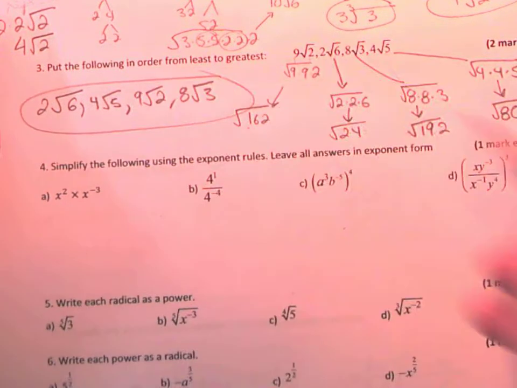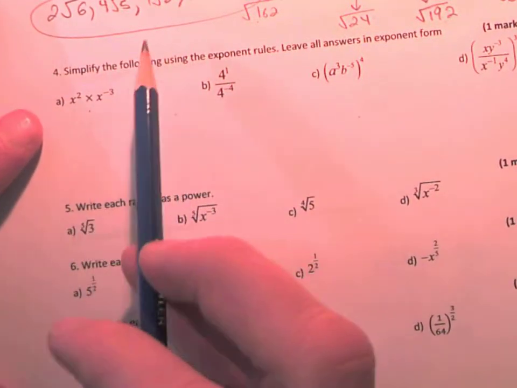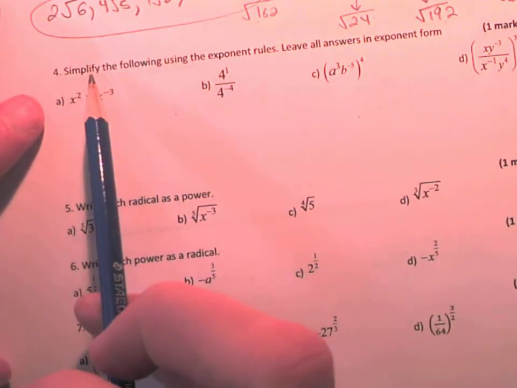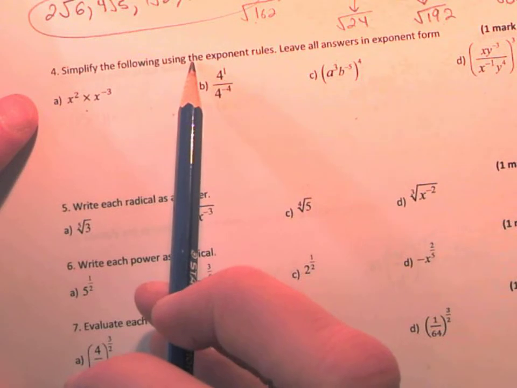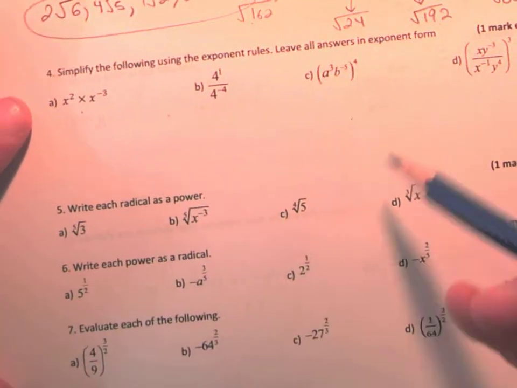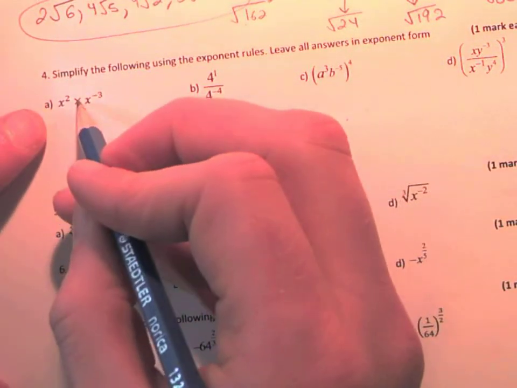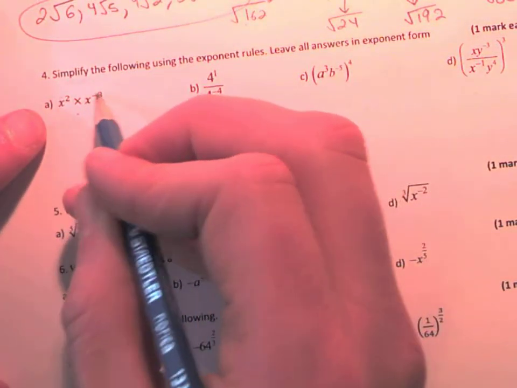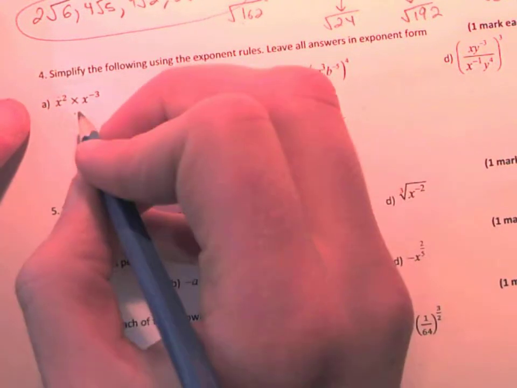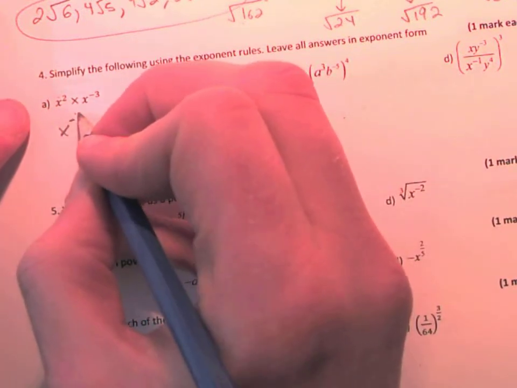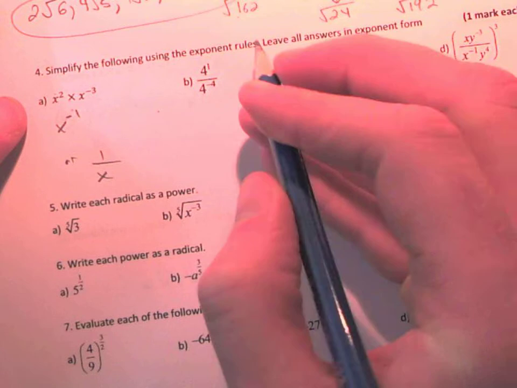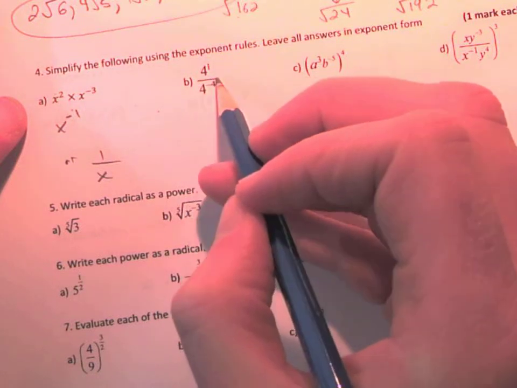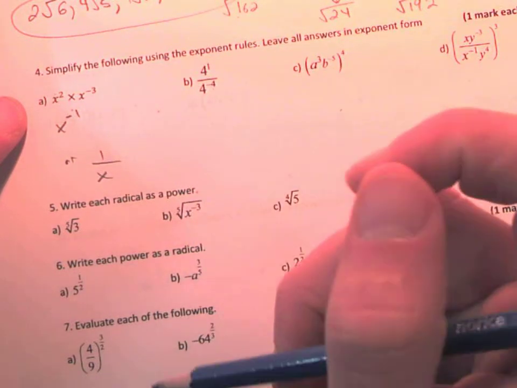All done. Alright, now to some exponent laws. Simplify the following using the exponent rules. Leave all answers in exponent form. So here we're multiplying, so we add the exponents. So 2 plus negative 3 is x to the negative 1, right? Or 1 over x.